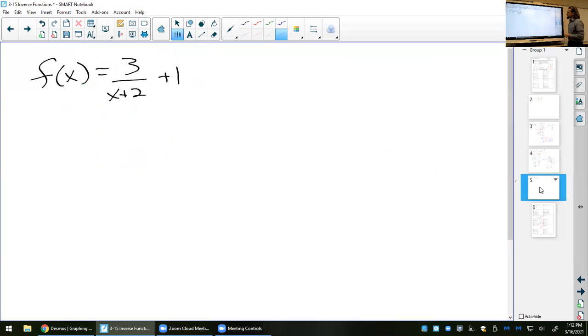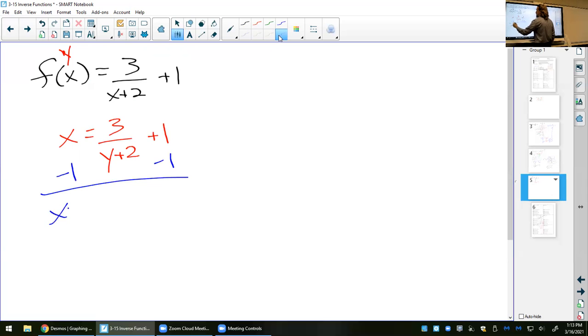Then I want to do one more that we looked at yesterday just for practice. So f of x is 3 over (x plus 2), plus 1. So again, we replace f of x with y, and then we swap the position of x and y. So x equals 3 over (y plus 2), plus 1. And then we just get y by itself. So we start by subtracting 1 from both sides. So x minus 1 equals 3 over (y plus 2).